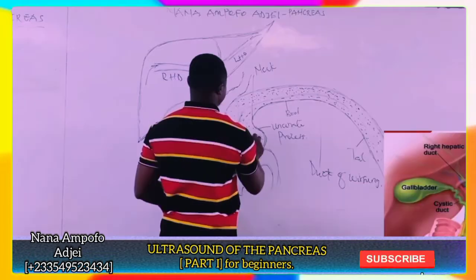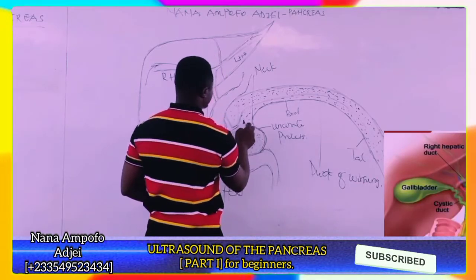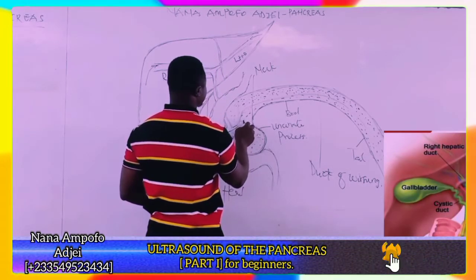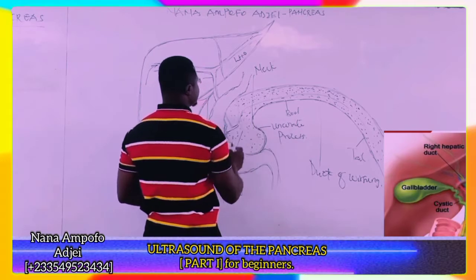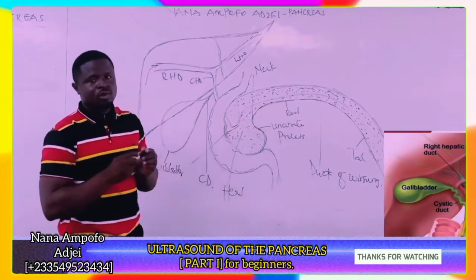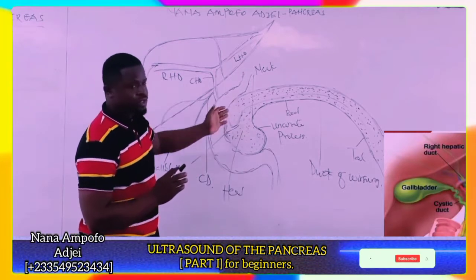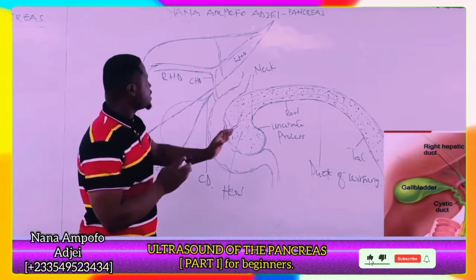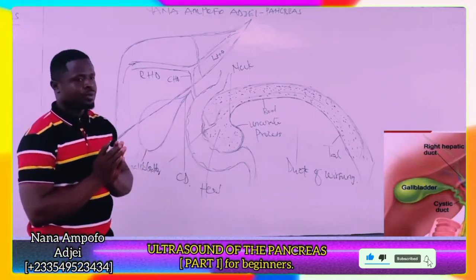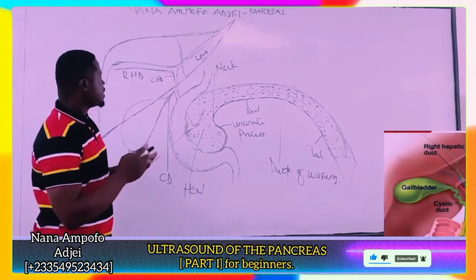Assuming there is any obstruction, in that the main pancreatic duct becomes obstructed, those smaller channels, those accessory ones, then perform the function of the main pancreatic duct. So that is the anatomy.